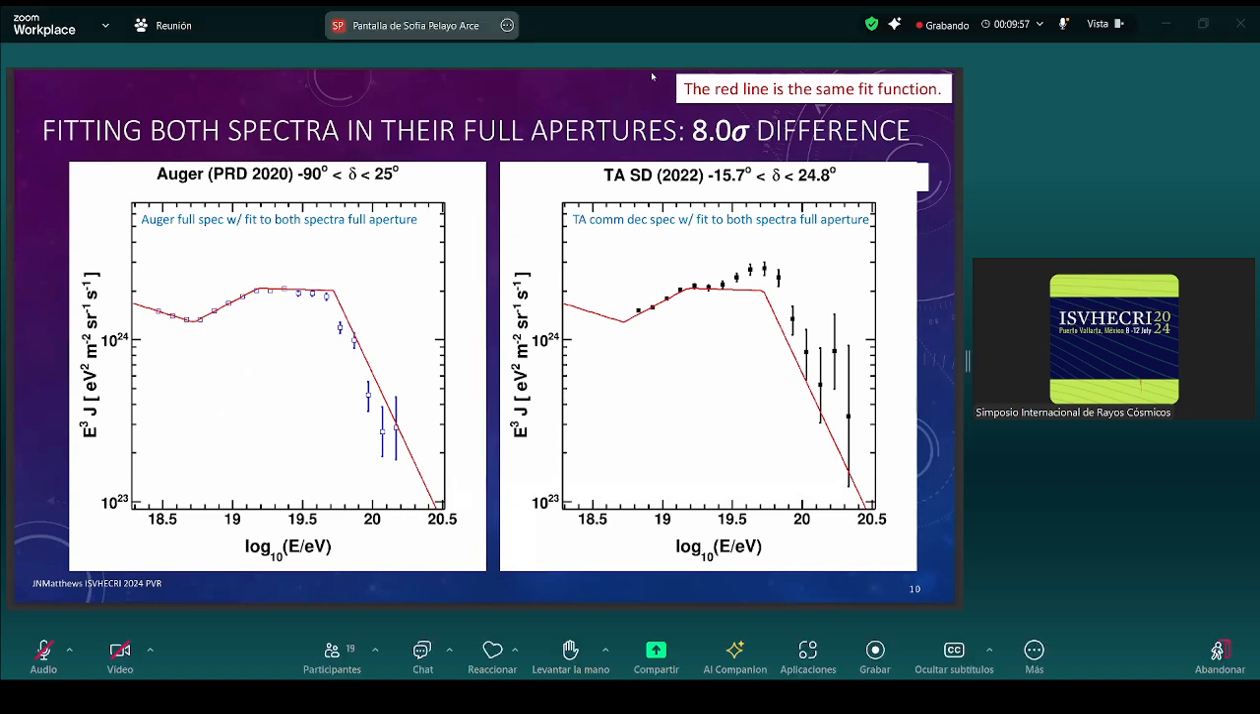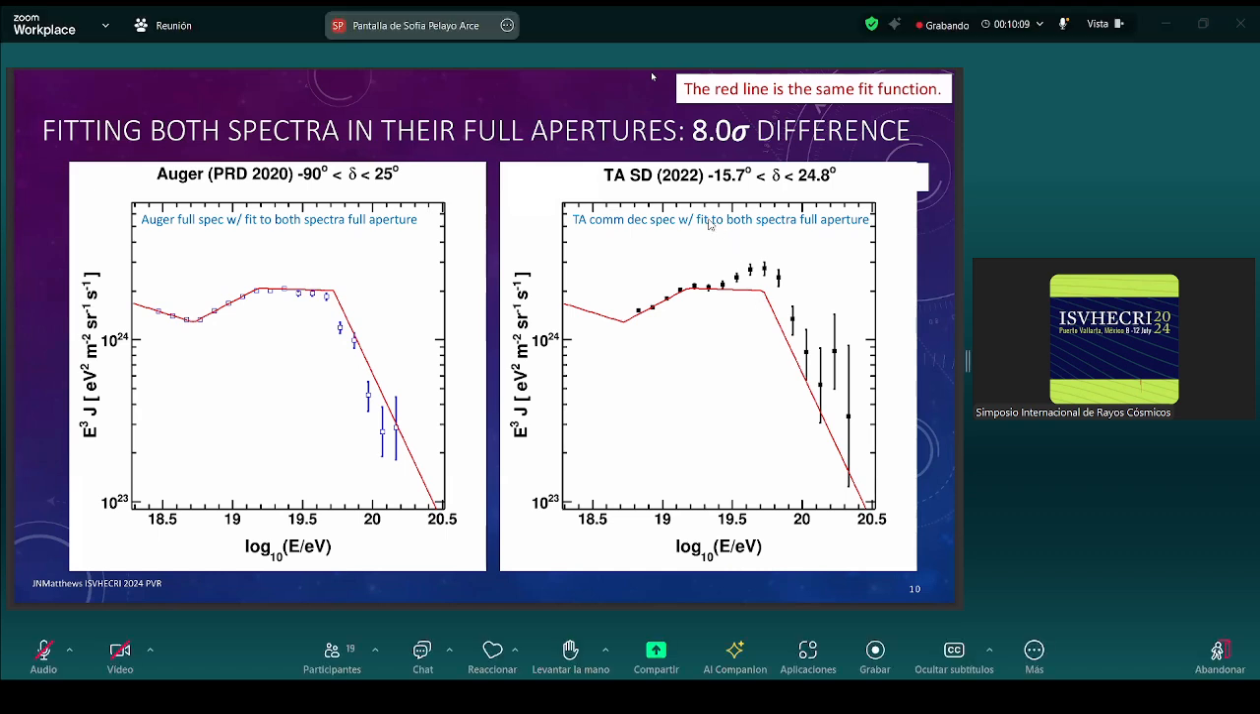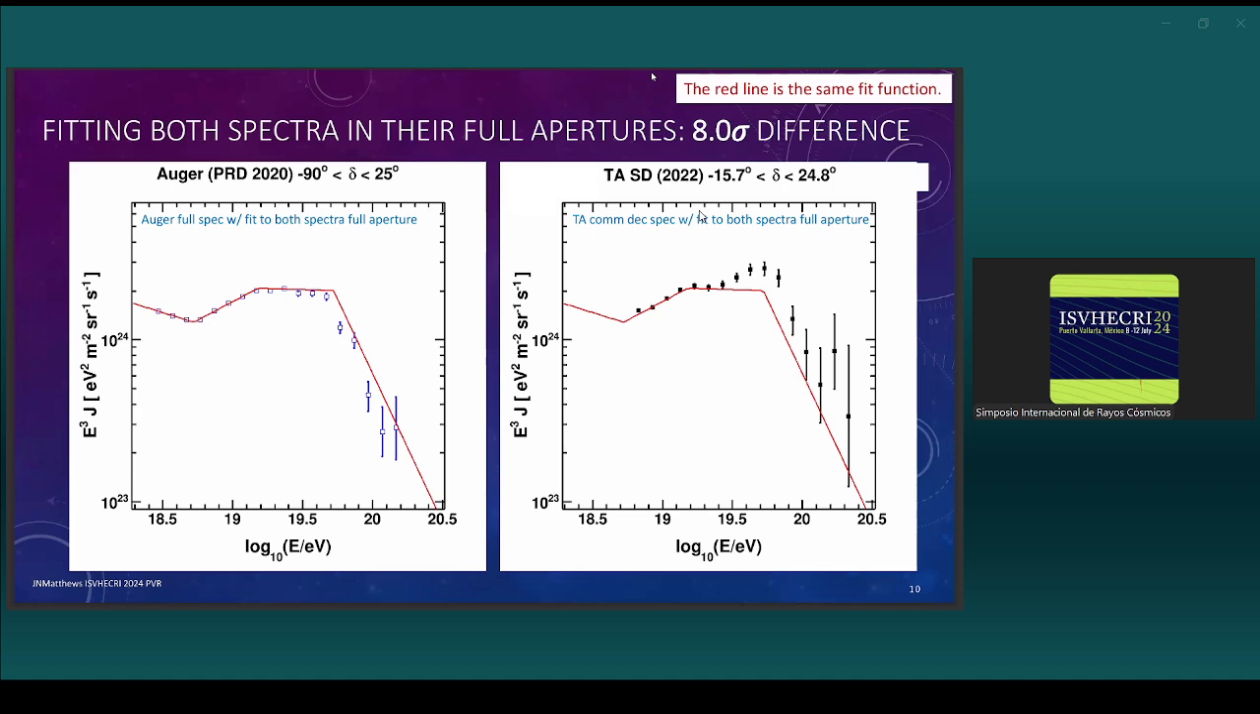So one of the things we did more recently is we fit a combined fit to the full Auger spectrum and the full TA spectrum over the full apertures, and that's the red line here. And then on the left we overlaid the Auger spectrum in the full aperture, and it's not a bad fit. It's a little bit low, as you might expect, because the TA points are higher, the Auger points are lower.